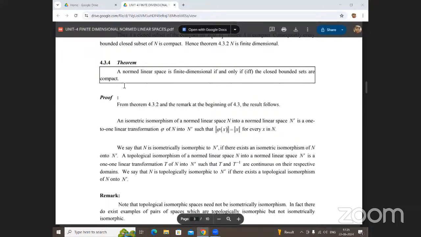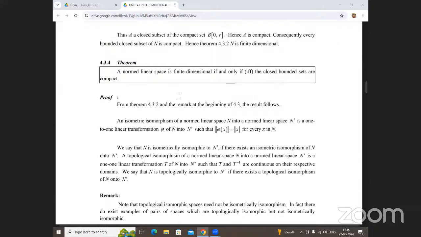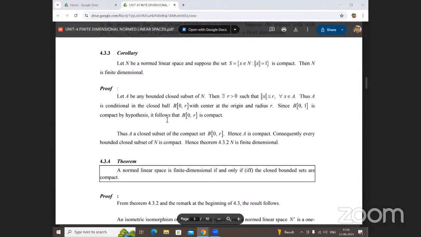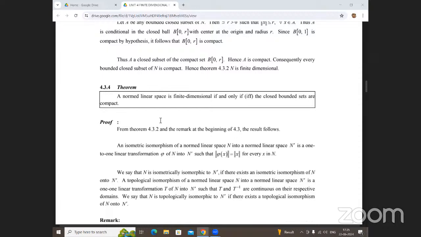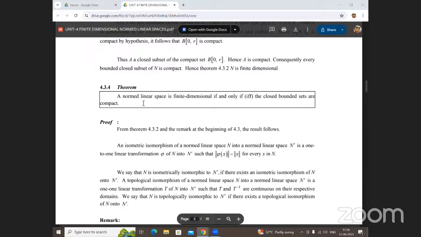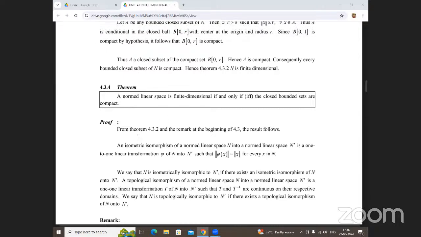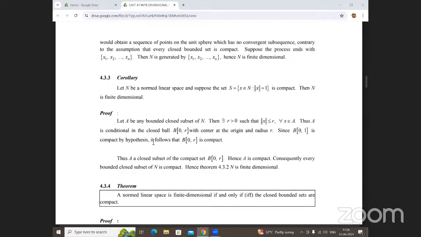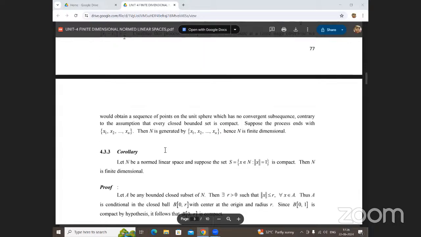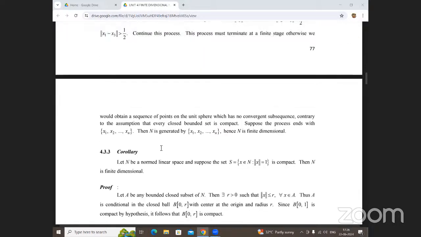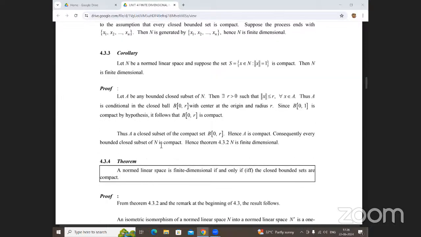Now this theorem completely depends upon the above two theorems, 4.3.2 and 4.3.3. According to those two theorems, we have to derive this 4.3.4 theorem, because those two theorems are clubbed to give this statement. First we take theorem 4.3.2. What is that? If the closed bounded sets of the normed linear space N are compact, then it is finite dimensional. First of all, you have to write this one.